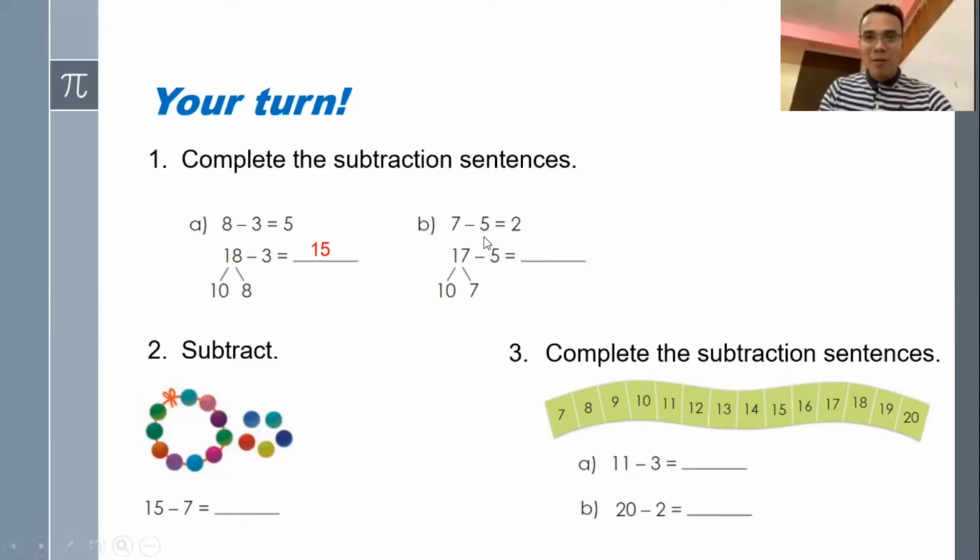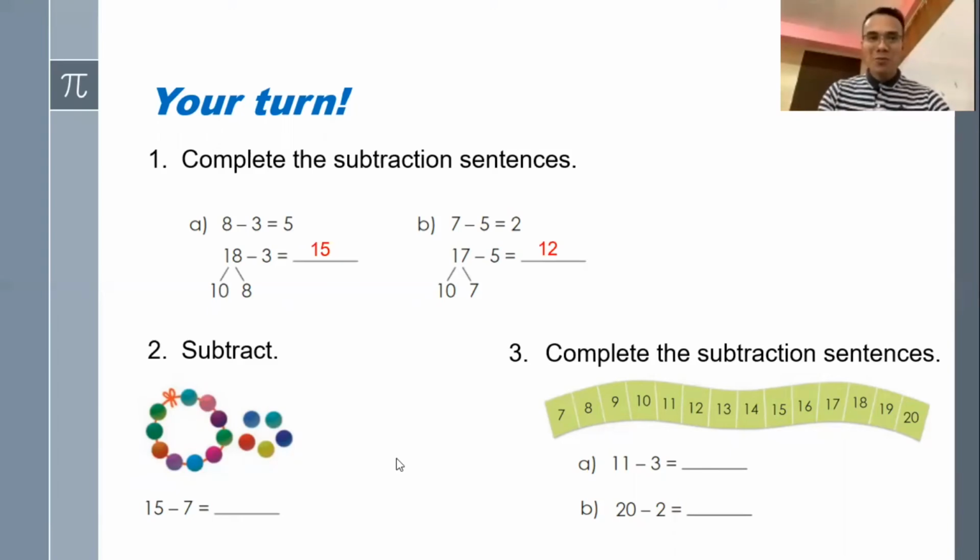Let's have letter B. 7 minus 5 is 2. 17 minus 5 equals blank. Notice that 17 is already broken into 2 numbers, and these numbers are 10 and 7. And how do we proceed? 7 minus 5 is 2. And 2 plus 10 is 12. Therefore, 17 minus 5 is 12. Did you get the answer correctly? All right, let's have number 2.